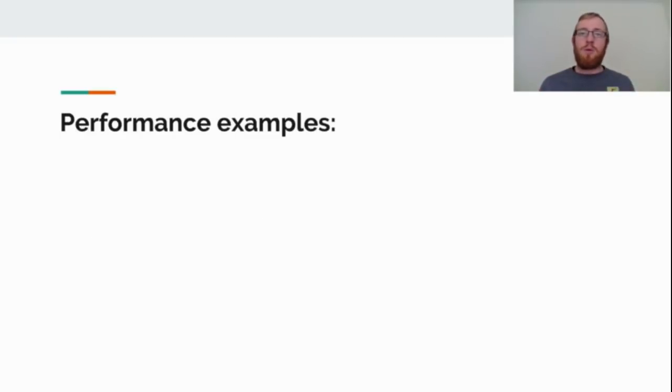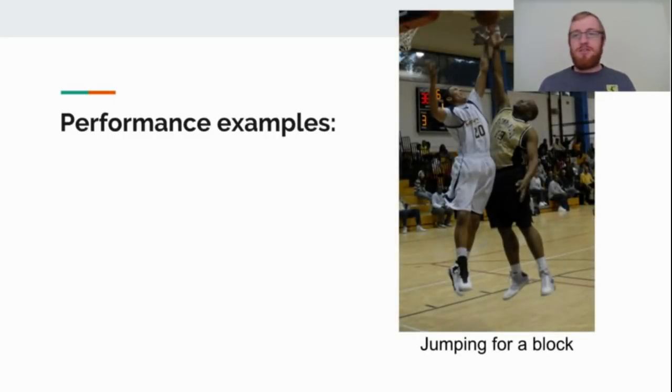Now some real world examples from basketball. Consider jumping for a block. When you jump, your legs push into the ground. The direction of your force is downwards, but the body actually goes up. This is an example of the reaction force. You are pushing into the ground, however strong, and the ground is pushing back up with that same strength.